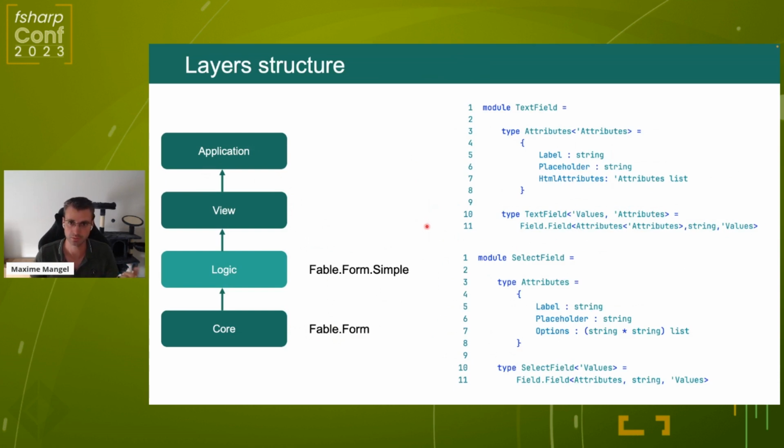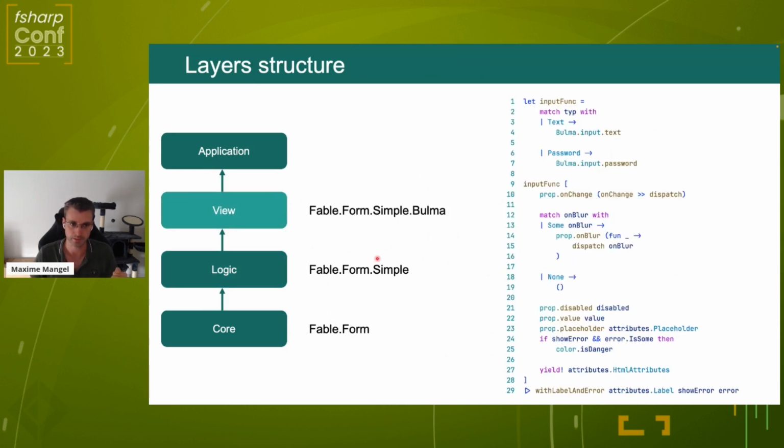It's also responsible for defining all the contracts that you use for your fields. So here we have the different modules for representing your text field or select field. And you can see what the attributes types that I keep talking about are. For our text field, this is a label, placeholder, and some HTML attributes. But in the case of a select field, what you have is a list of options, for example, so you can have the different options that your user can choose from.